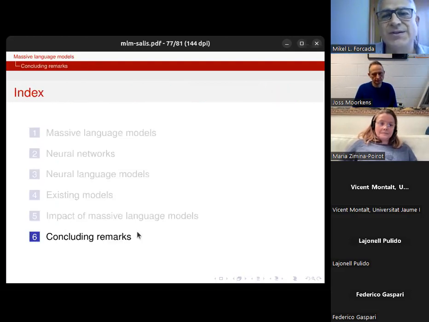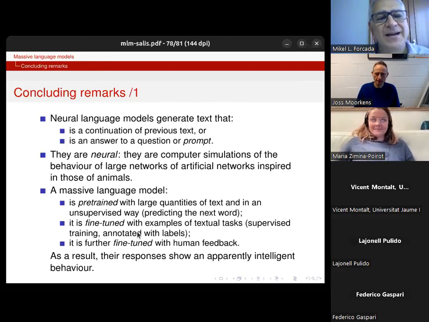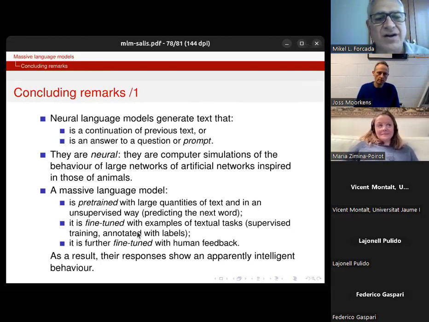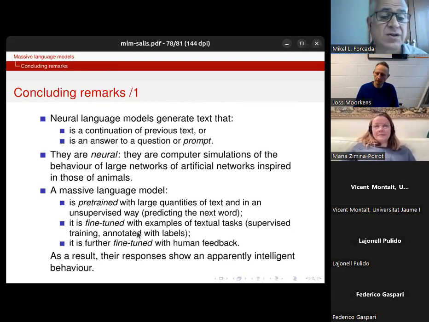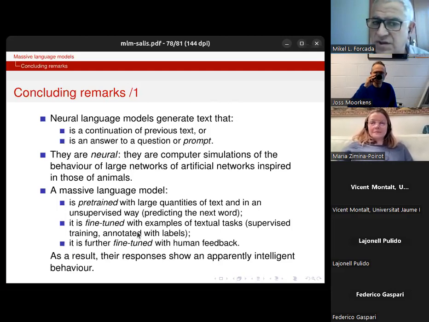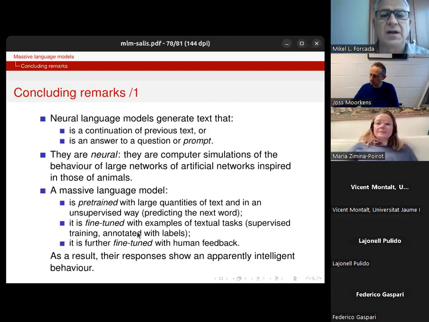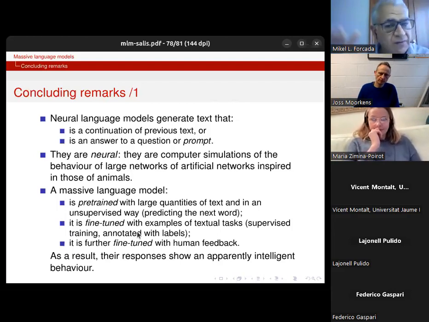So to conclude, in one hour and ten minutes, more or less: neural language models generate text that is a continuation of previous text, but it's maybe interpreted as an answer to a question or prompt. They are neural because they use computer simulations of the behavior of large networks of artificial neurons, which are very vaguely inspired by those of animals.